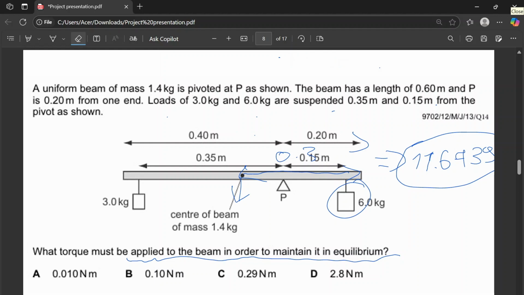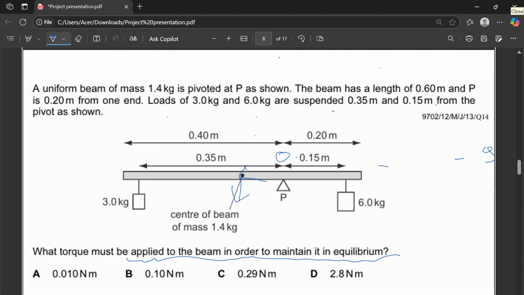You can see if we subtract the 8 from 11, so that it will be the largest one, which is 2.8 meters. So we found out using the principle of the moments.